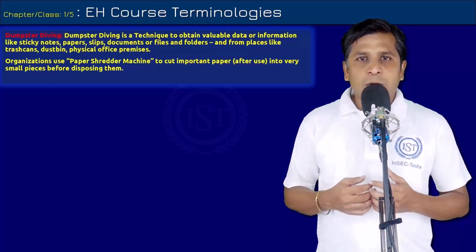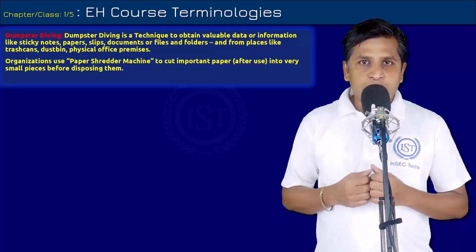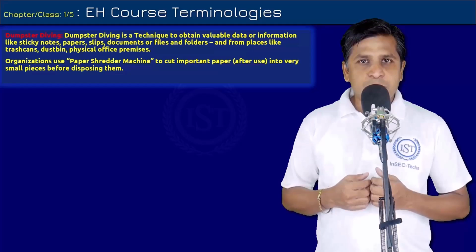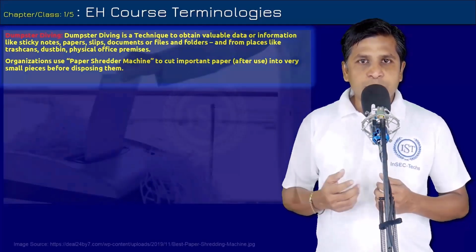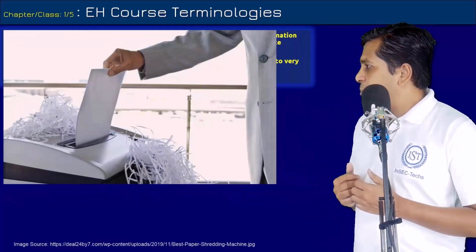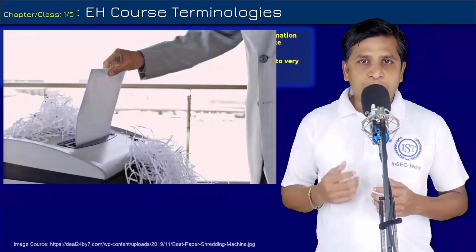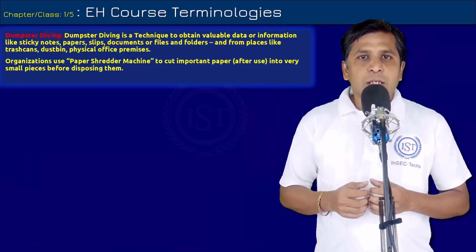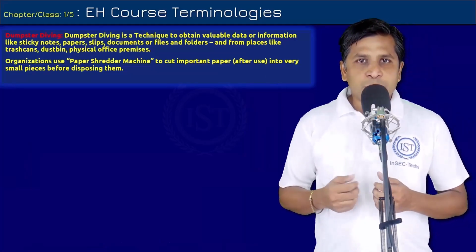In corporate organizations, to mitigate the dumpster diving attack, they use something called paper shredders. You can see over here, it is a paper shredder that cuts the paper into small pieces so that they can be disposed of easily.